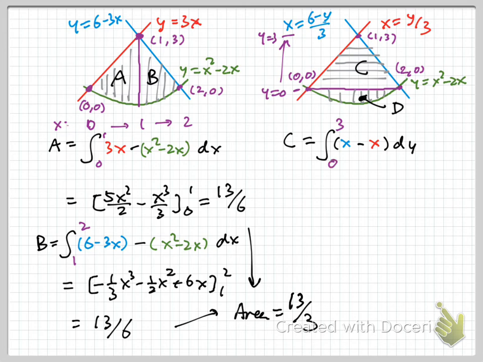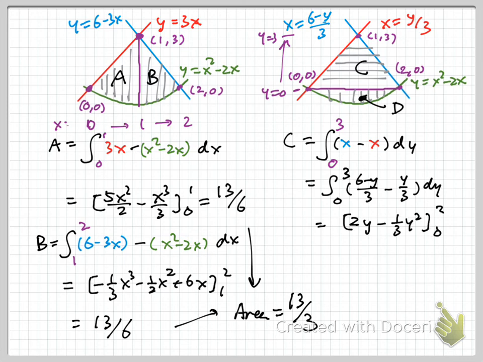You notice I also changed some of these straight lines. y is 3x on the left-hand side, but I changed it to x is y over 3 on the other side. It's a change of subject, so that I can do this integration more easily. That would be 6 minus y over 3, subtract from it y over 3, and then dy. That would be 2y minus 1/3 y squared from 0 to 3, and this goes to 3. That is only for the C part.